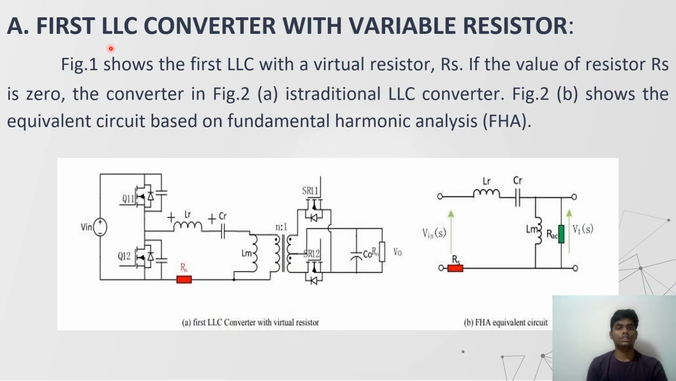A. First LLC converter with variable resistor. Figure 1 shows the first LLC with a virtual resistor Rs. If the value of resistor Rs is 0, the converter in figure 2a is the traditional LLC converter. Figure 2b shows the equivalent circuit based on fundamental harmonic analysis. In figure A, the first LLC converter with a virtual resistor. Figure B shows the FHA equivalent circuit.